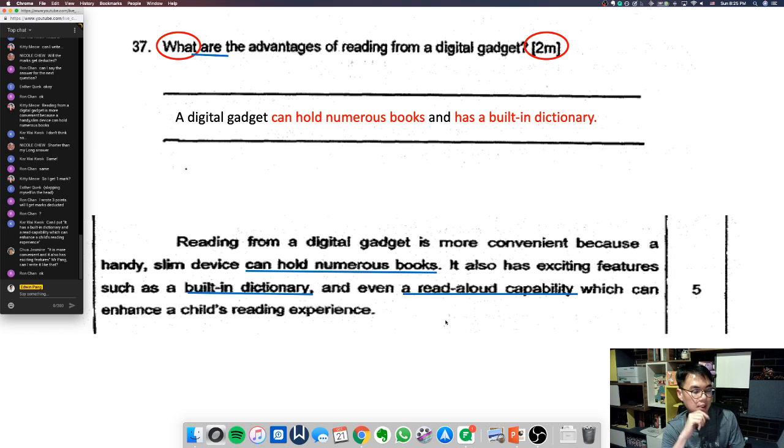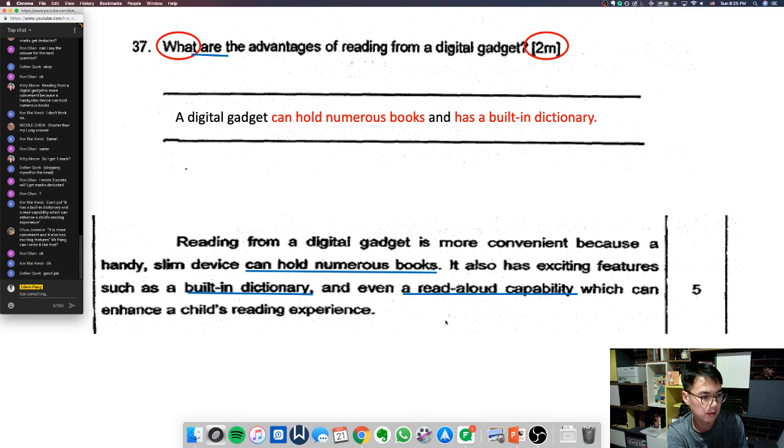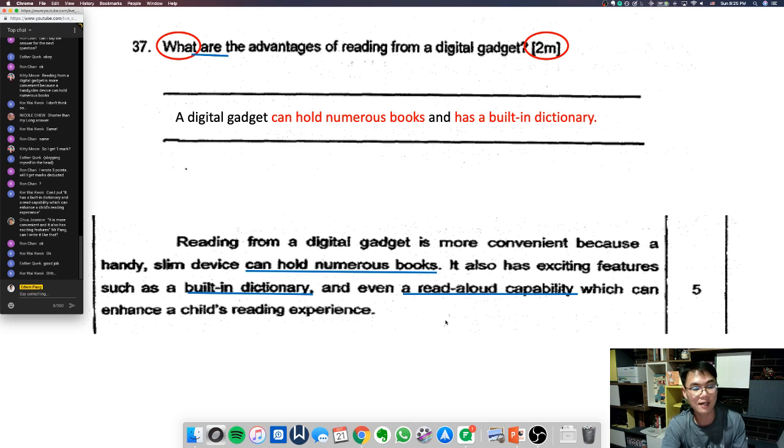No, I'm sorry. I don't accept it is convenient. How is it convenient? You have to explain to me. And what are its exciting features? So, I think, who is Jasmine Chua? I can't remember. Okay? "It is convenient and it has exciting features" will give you 0. Okay? What are its convenient features? What are its exciting features?